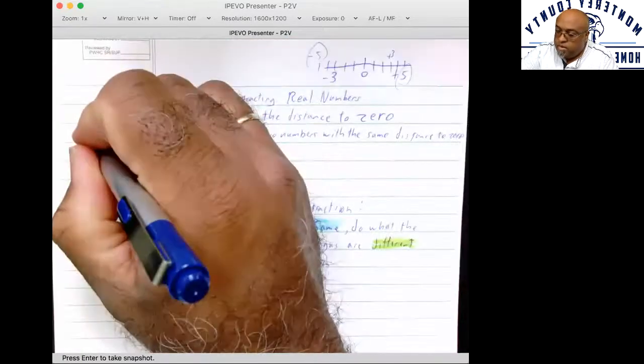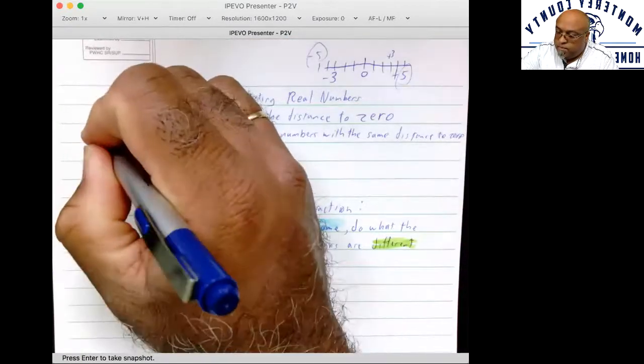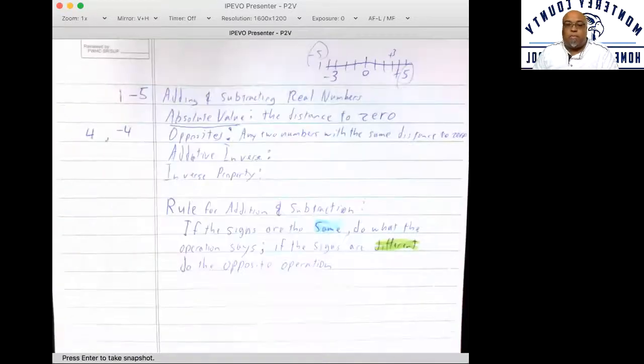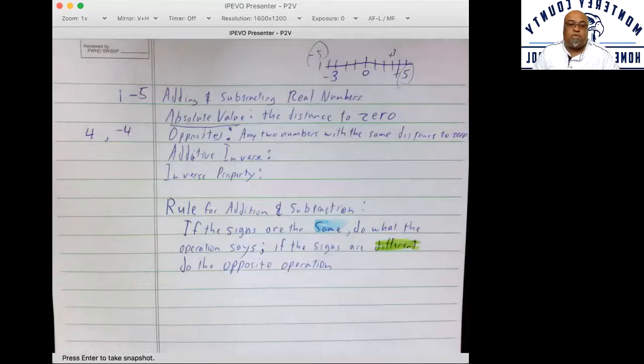So for example, if I say 4 and -4, they would be opposites. Why? Because 4 is 4 above 0, -4 is 4 below 0. So any two numbers with the same distance to 0, or basically if they have the same absolute value, then they are opposites.